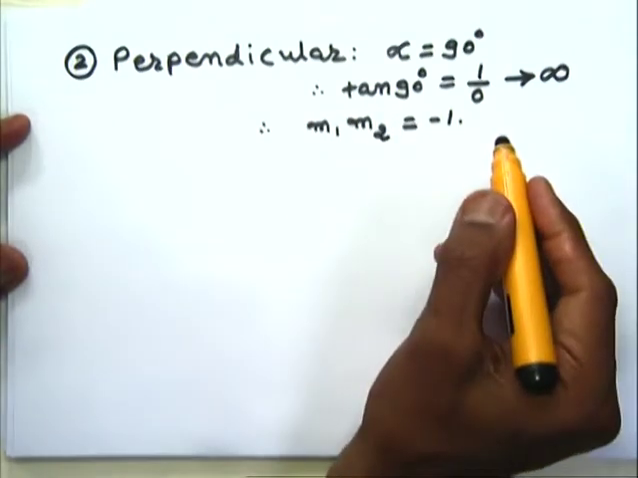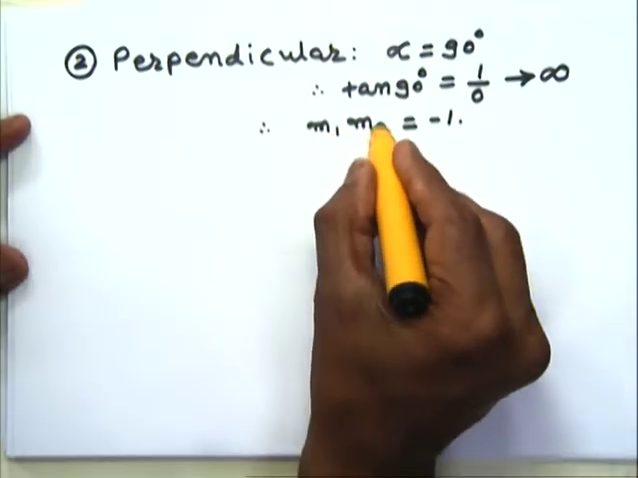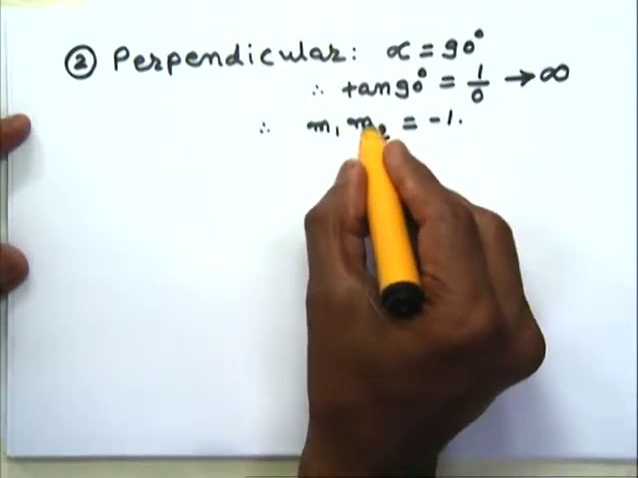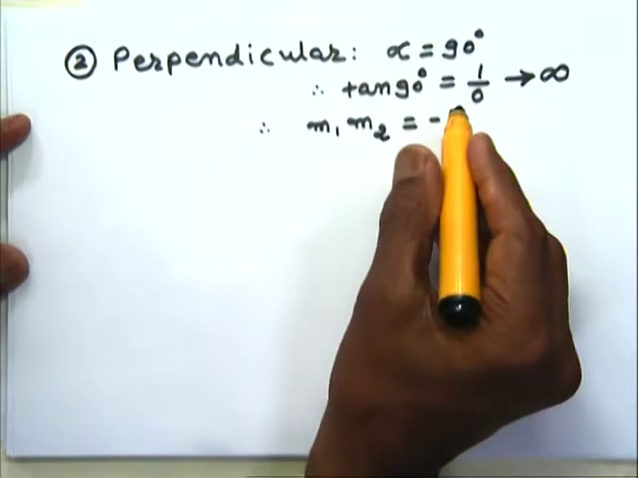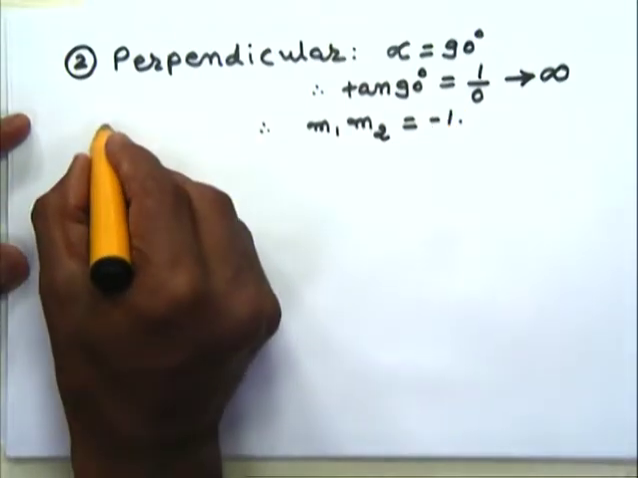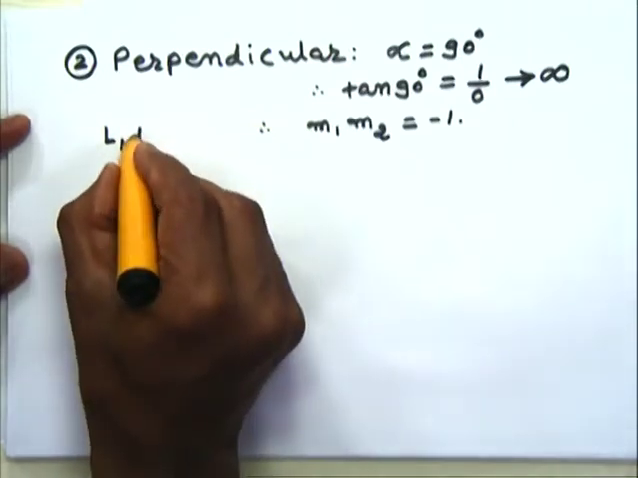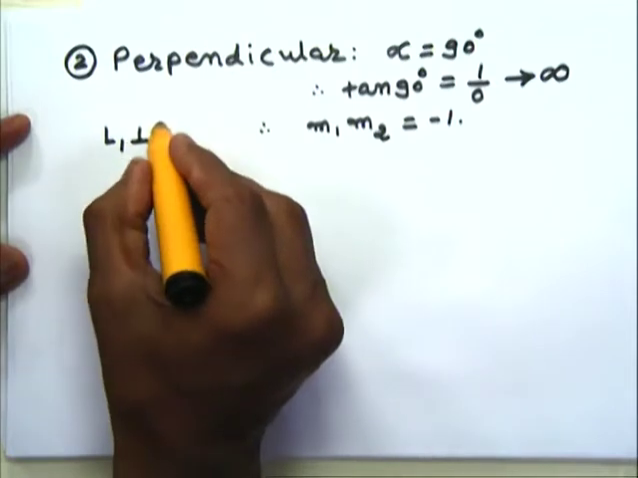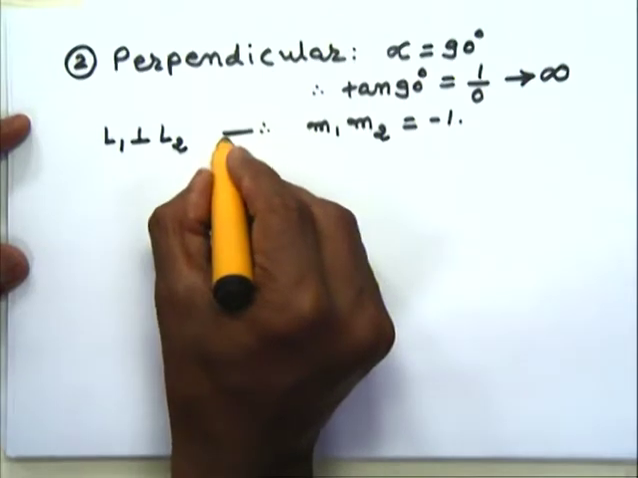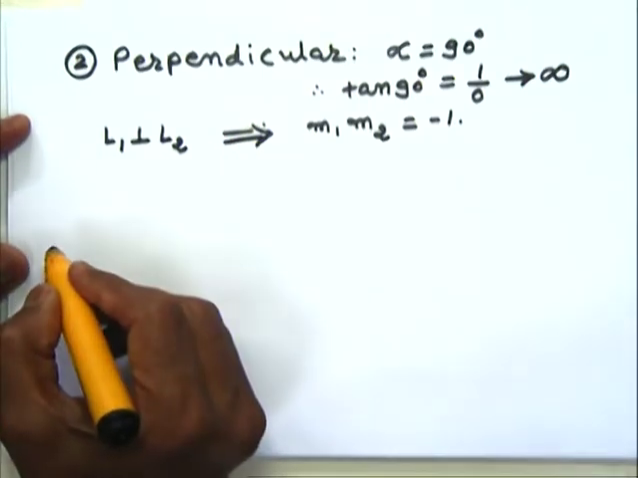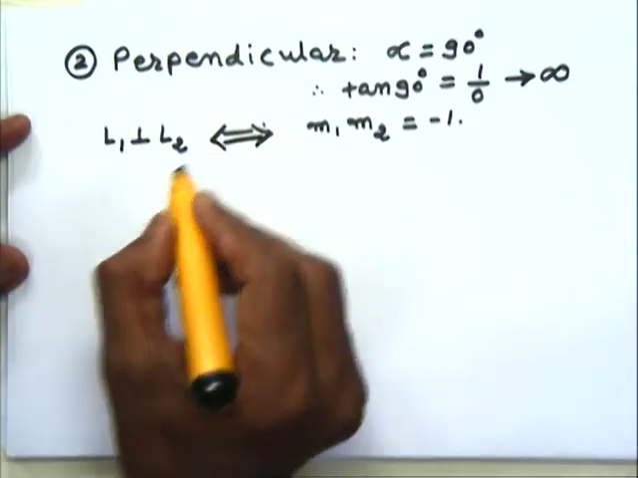So we conclude this result in this fashion, that if two lines are perpendicular to each other, the multiplication of their slopes equal minus 1. So in mathematical language, I will write this result as under L1 perpendicular to L2 implies m1 into m2 is minus 1, and vice versa.